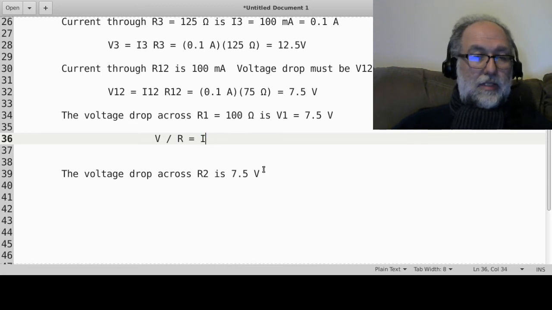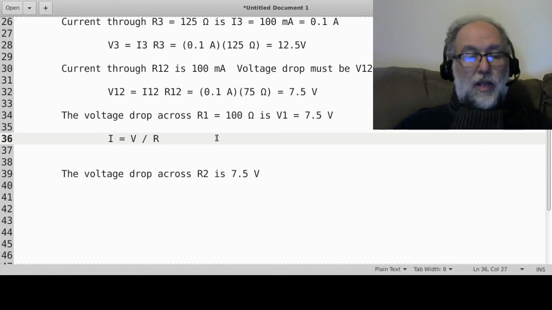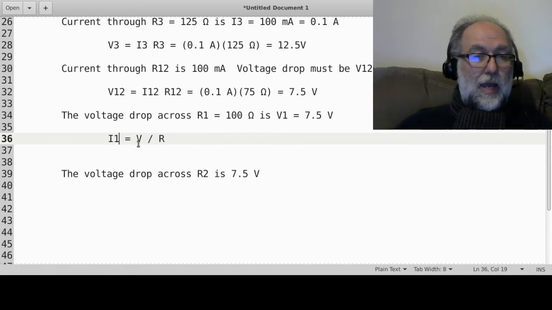I is equal to V over R. I hate writing it that way, so I'm going to just turn it around. I is equal to V over R, like that. So that's the way we want to rearrange it for this one. And it's for number 1, so it's I1, V1, R1. What's the voltage drop across V1? It's 7.5. And what's the resistance? 100 ohms.